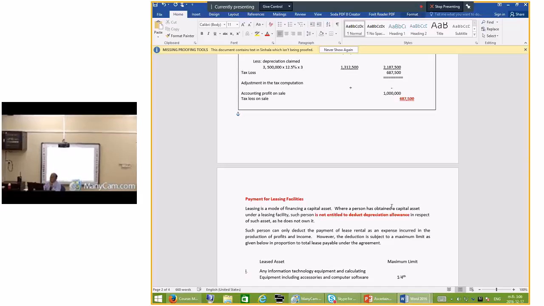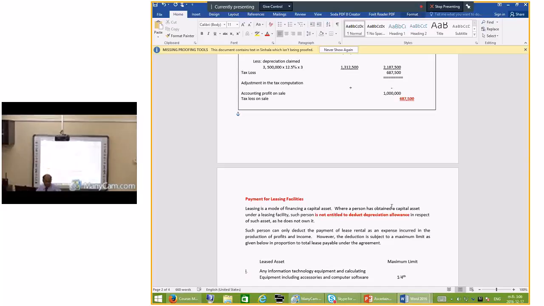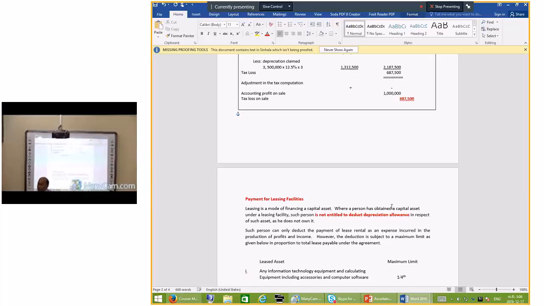There are two ways of acquiring fixed assets. One way is outright purchase, the other is a finance lease. We distinguish two types of lease: the operating lease and the finance lease. If it is an operating lease, the ownership is with the other party and they only use it. In a finance lease, the ownership is with the lessor.